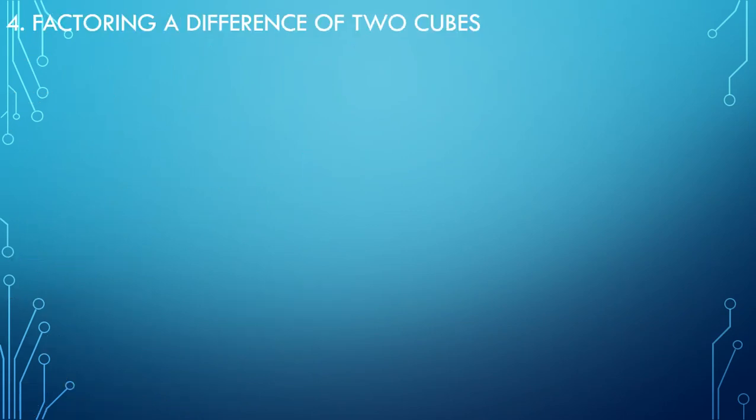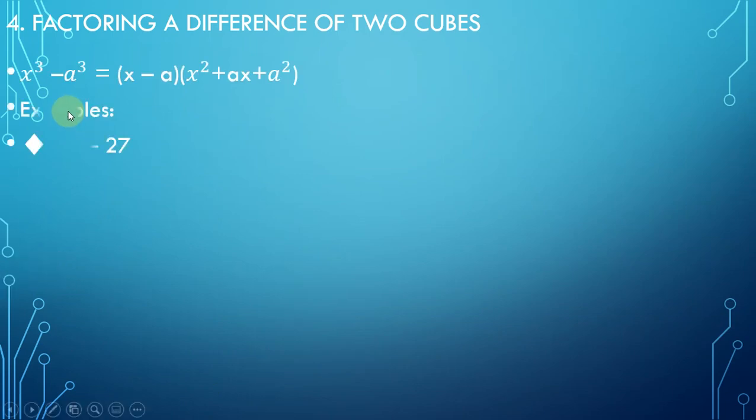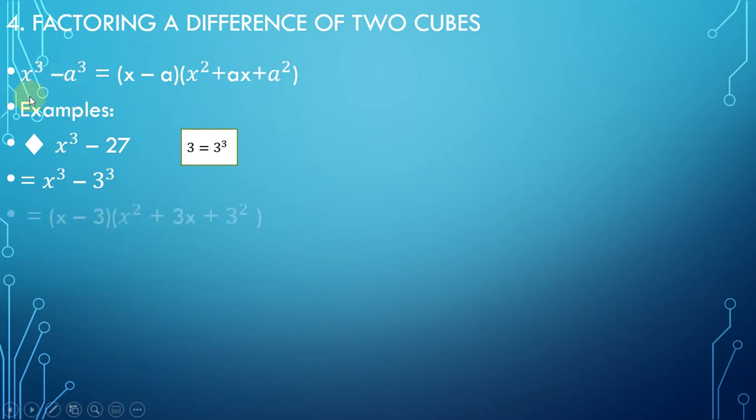Number 4, factoring a difference of two cubes. So this will be our formula. Example: x cubed minus 27. The cube root of 27 is 3 because 3 times 3 times 3 is equal to 27. So we will have x cubed minus 3 cubed, our a. Since we can now follow this formula.